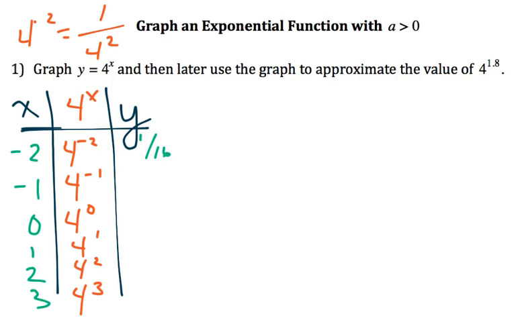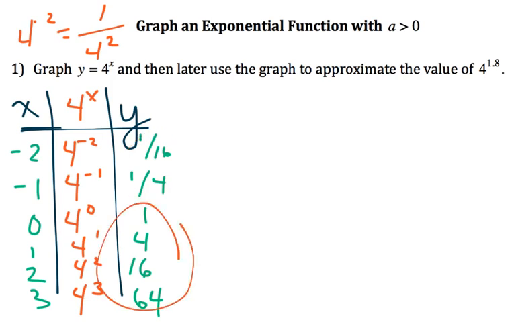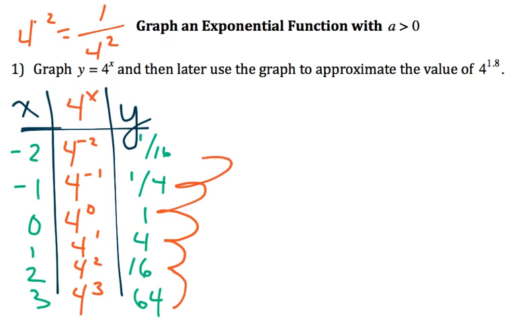4 to the -1st would be the same as 1 over 4, which would be 1/4. Anything to the 0 power is always 1. 4 to the 1st is 4, 4 squared is 16, 4 cubed is 64. And if you wanted to ever check these fractions, since the whole number parts are more comfortable, you can go in reverse: divided by 4 does give me 16, divided by 4 gives me 4, divided by 4 gives me 1, a fourth of that, a fourth of that. So by working my way backwards, it helps me to better lock in these ideas.